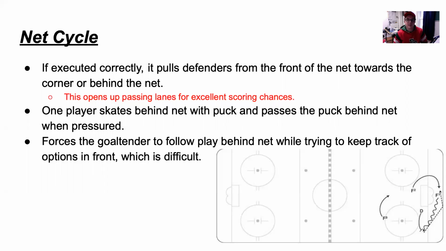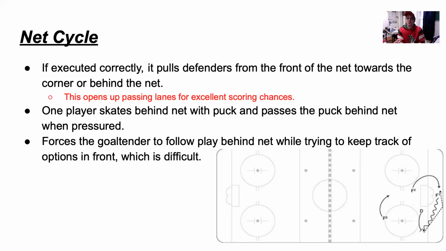Okay, so we want that D to be confused. And like we talked about at the beginning of this presentation, it opens up more space so we can get the puck to the net and generate a good scoring opportunity. One player skates behind the net with the puck and passes the puck behind when pressured. So if we're not pressured, hold that puck. Look for plays, stalk them, take your time. We don't want to take too much time, but look for the open lane.